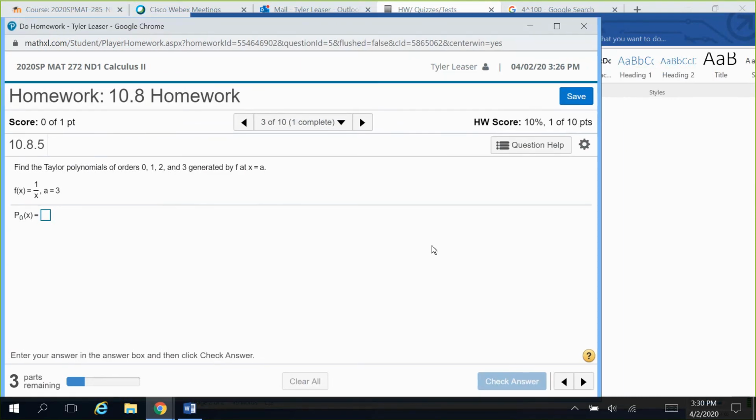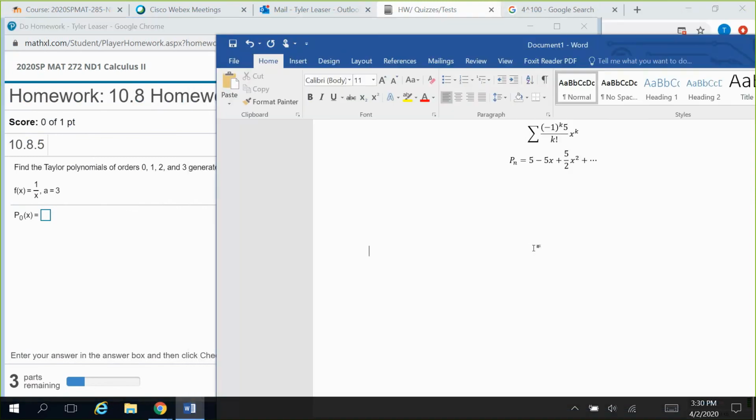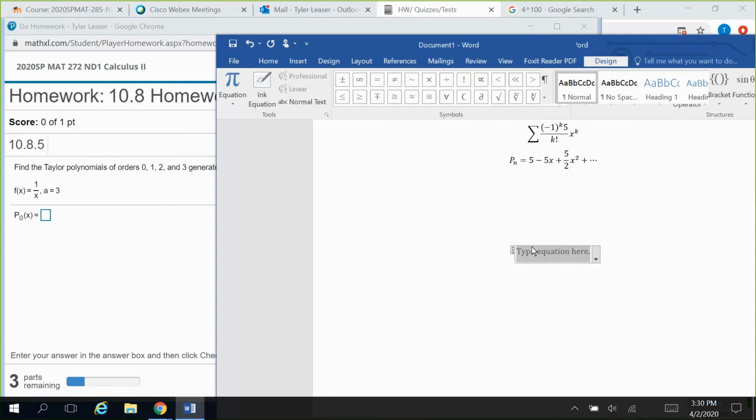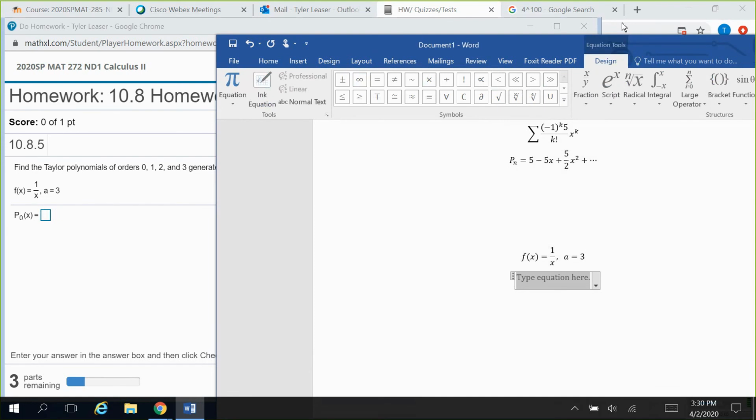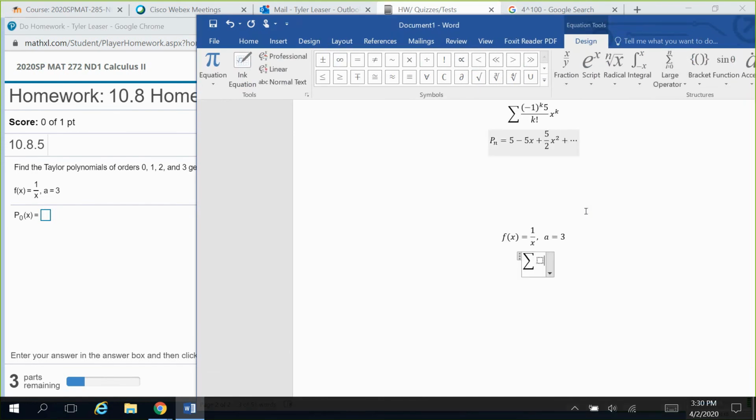All right, so for this one, find the Taylor polynomials of order 0, 1, 2, and 3 generated by f at x equals a, where we're given the function f(x) = 1 over x and a is 3. Same thing here, but this time we're going to be doing the actual Taylor series and not the Maclaurin series.